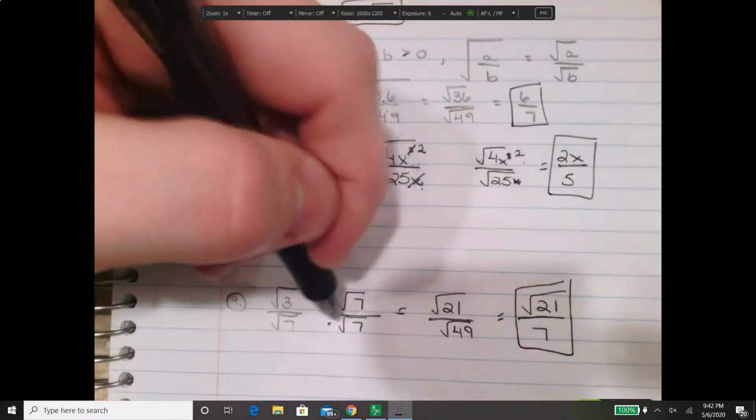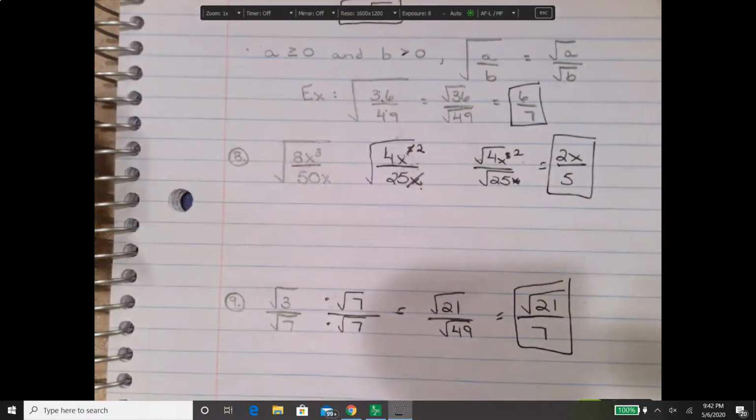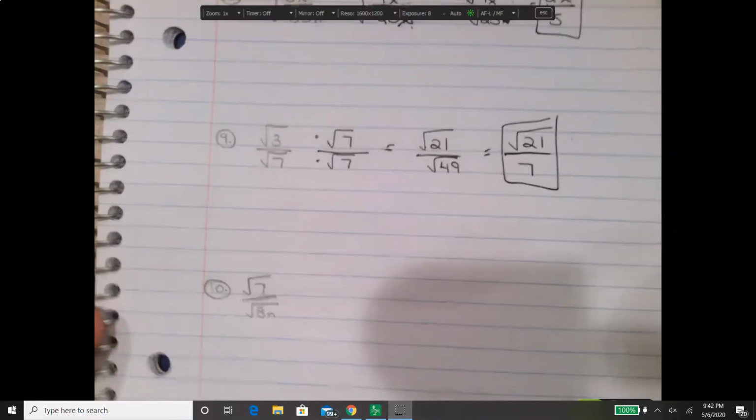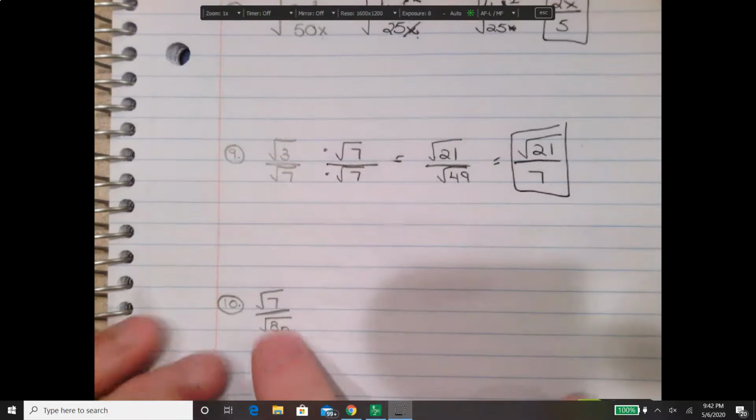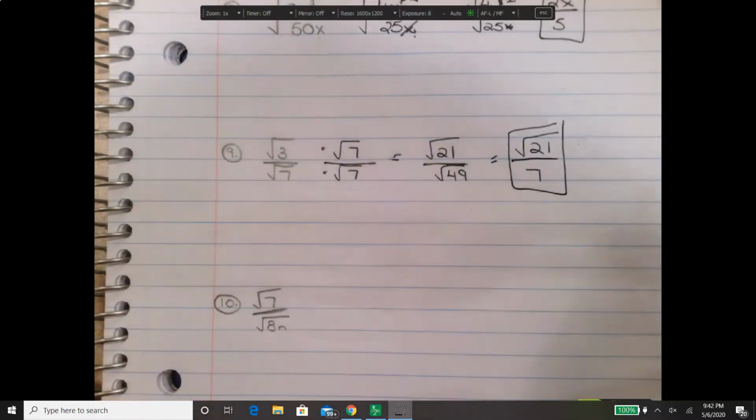And again, you cannot have a radical in the denominator. So that's why we had to go through those extra steps. All right, number 10, last problem. You made it. You've almost done it. So this time we've got radical 7 divided by radical 8. Let's go through and solve this one.